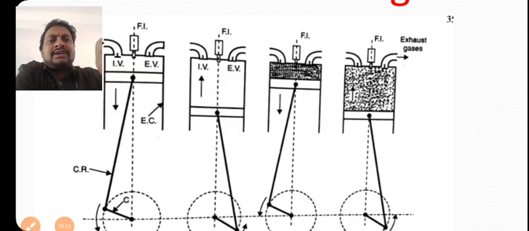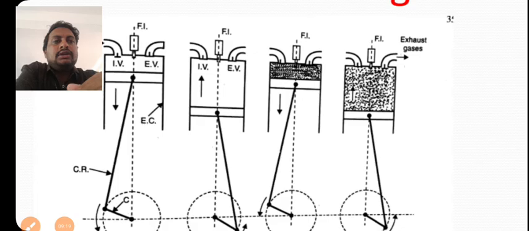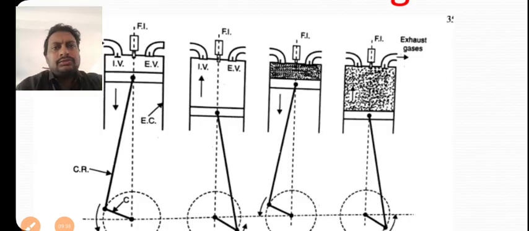Whenever combustion takes place, the hot gases expand and push the piston downward. That means the piston moves from TDC to BDC again. The working stroke, compression as well as expansion, is the third stroke, and both inlet and exhaust valves are in the closed position. Due to the hot gas expansion, the hot gases push the piston downward, so the piston moves from TDC to BDC again. So this is about the expansion stroke.